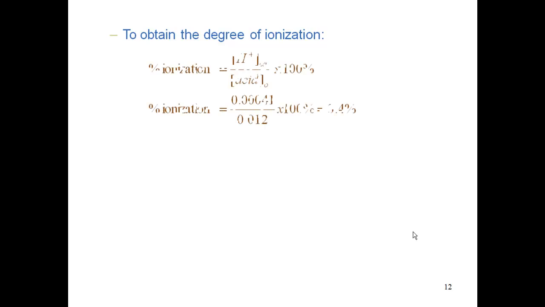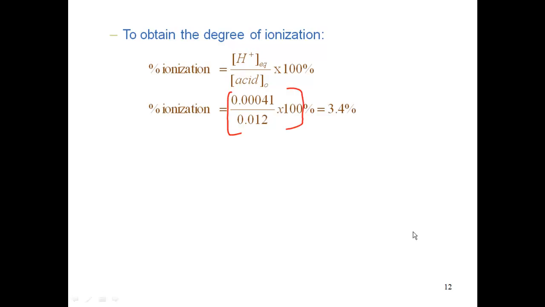To obtain the degree of ionization, the calculation is the following. Percent ionization is equal to the concentration of your hydronium ion at equilibrium divided by the initial concentration of the acid times 100%. Using our previous example, the concentration of hydronium ion was 0.00041. If I divide that by the initial concentration of the acid, which was 0.012, multiply that by 100, I get 3.4%.